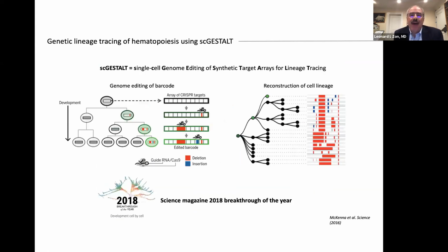Now I'd like to talk to you about Gestalt, which is another barcoding system. And actually, I've never talked about this work really before. So I'm very excited to give this part of the lecture. So Gestalt stands for single cell genome editing of synthetic targeted arrays for lineage tracing. It uses a CRISPR barcode. I'll explain this in a second. You can establish lineage trees based on this approach. This technology in 2018 won the breakthrough of the year, and it's very exciting that we can now, just a couple years later, apply it to clonal expansion.